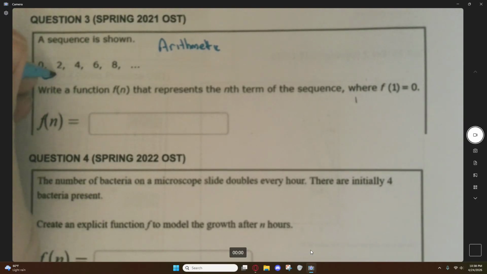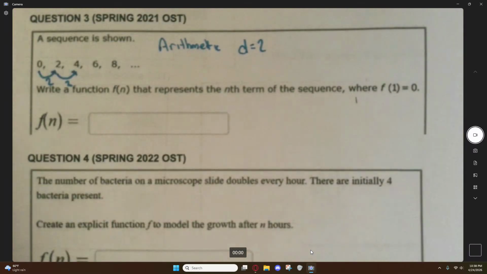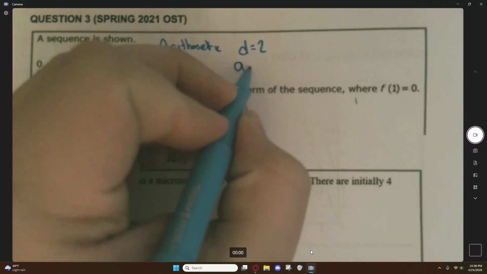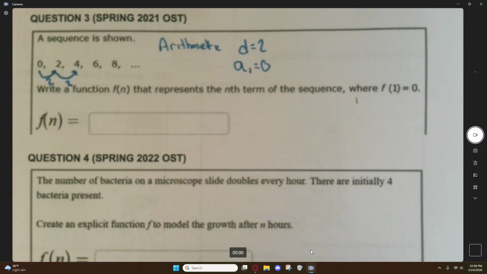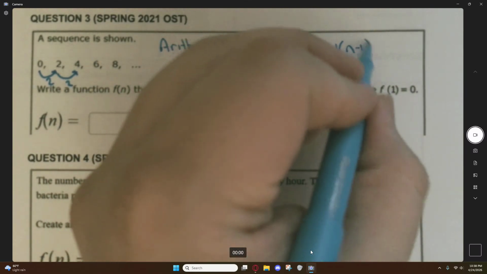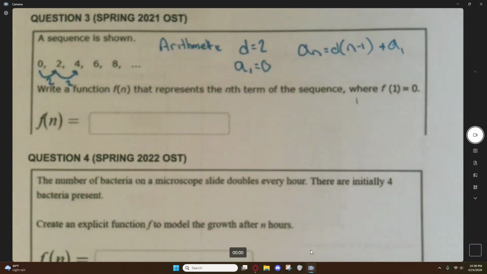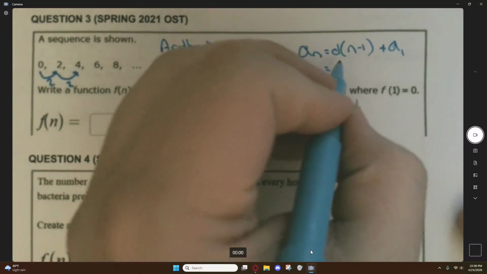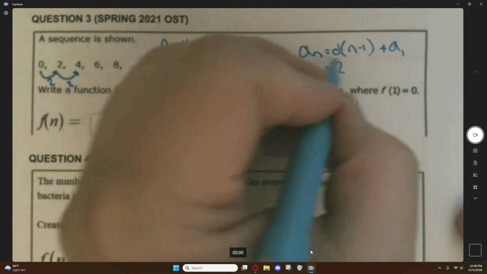So let's find our common difference. From 0 to 2, we add 2. From 2 to 4, we add 2. Our common difference is 2. Our d is 2. Our first term of the sequence, they tell you that, f of 1 equals 0. So remember our formula, a of n equals d times n minus 1 plus a1. We're just going to fill in what we have. A of n equals 2, that's our d, times n minus 1 plus 0.